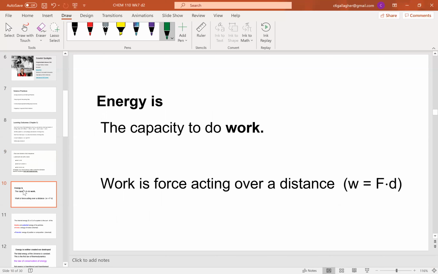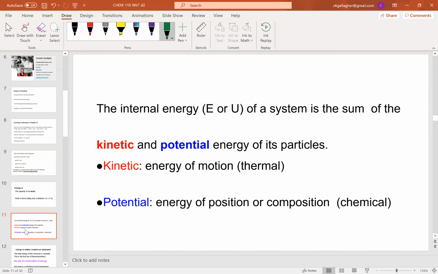So we think of energy as the capacity to do work. Work is force acting over a distance. And when we think about internal energy, we think about the sum of both kinetic and potential energy. Kinetic is the energy of motion, it's thermal, whereas potential is the energy of position or composition, and we typically think of that in a chemical sense. Notably, either capital E or capital U of a system is what we use to represent the sum of internal energy.